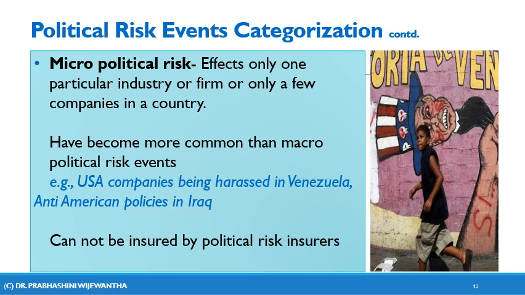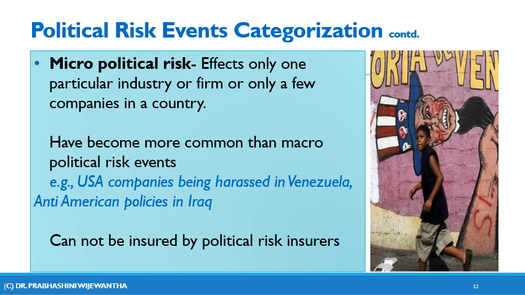Similarly, because of this killing of Saddam Hussein from Iraq, there are anti-American policies in Iraq. So always the Iraqi government holds anti-American policies, which means they have government policies against America. As a result, what happens? Most of the companies, American-based or US-based companies operating in Iraq may face problems.